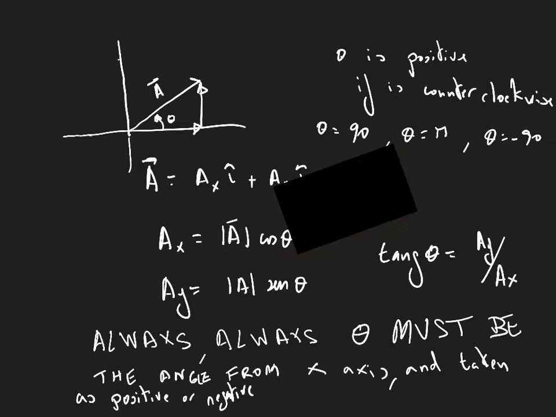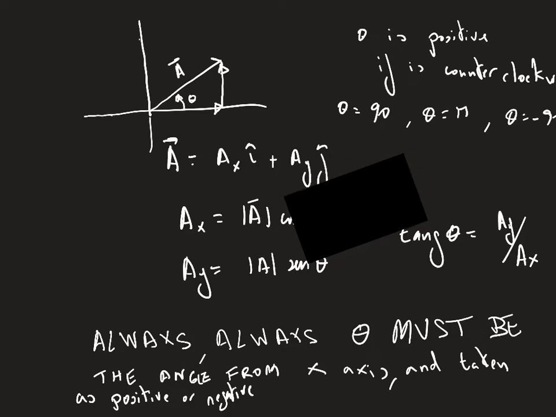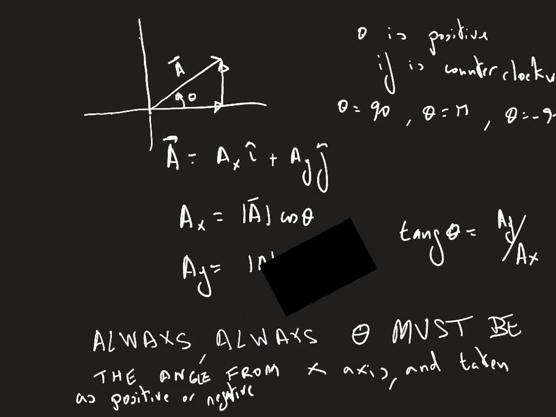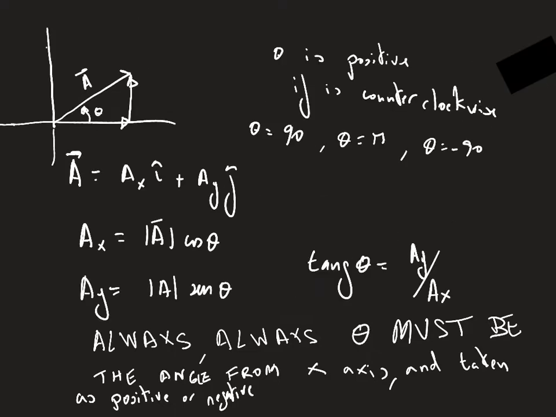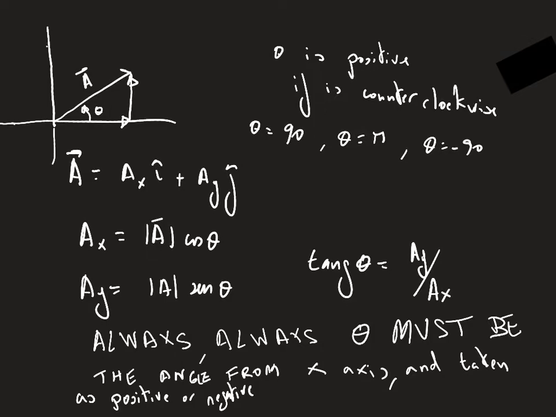In this video we are going to talk about the components of a vector. We have a vector A and we want to know what the components of a vector are. The vector A can always be written as some quantity AX in the I direction plus some quantity AY in the J direction.